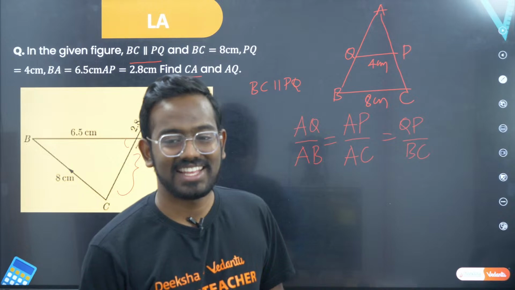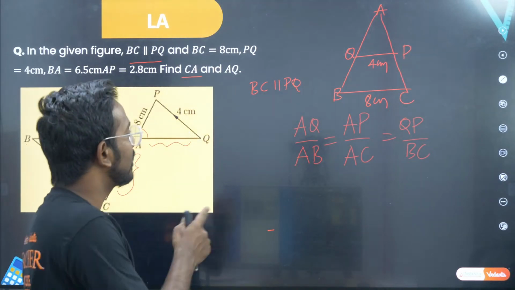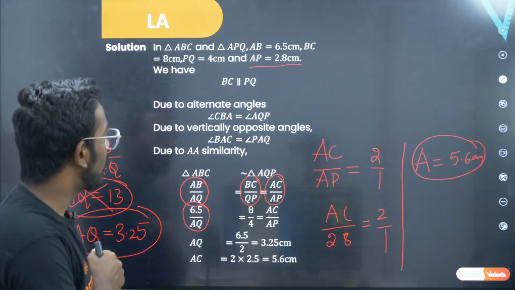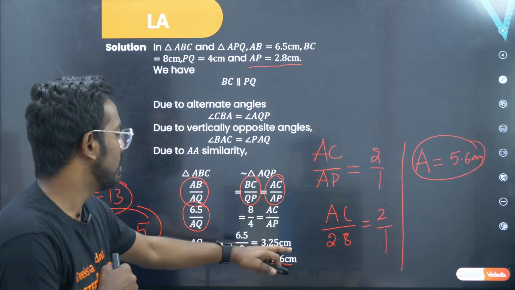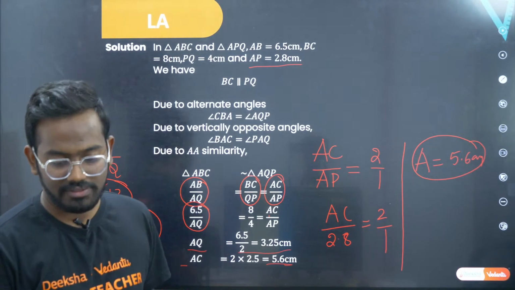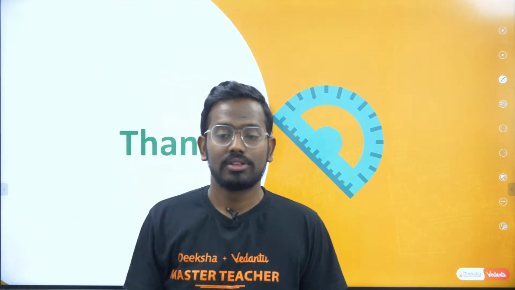So in that case, you can get the answer clearly. We've got AC equal to 5.6 centimeters and AQ equal to 3.25 centimeters. Hope this is clear, everybody. Whatever was taught today is clear, I hope. If you have any doubts you can pose them in the next class and you can come up with a few interesting questions also. I'll try to solve them here itself.